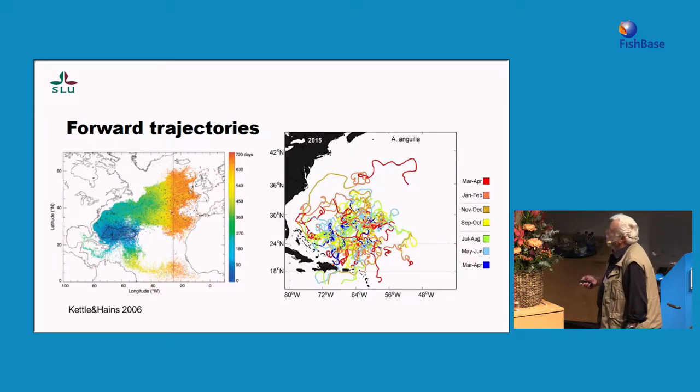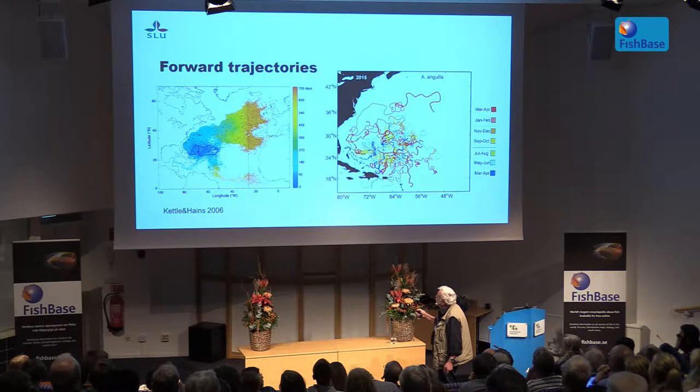Here are some other modeling stuff, where this is the area where a large number of virtual larvae were released and followed on their way over to the European side, and it's color coded with the number of days. So here blue is after the first year, yellow the second, and orange the third year of drift.